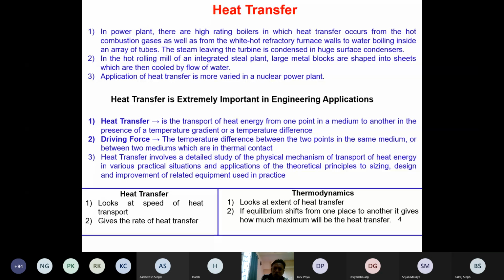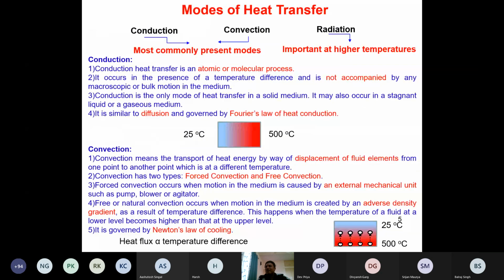Again, I will not go into detail of this. This we have already seen in the last class. There are 3 modes of heat transfer: conduction, convection, and radiation. The most commonly used modes are conduction and convection. Conduction is a molecular process. Heat transfer takes place by the drift of the electrons or the vibration of the lattices.